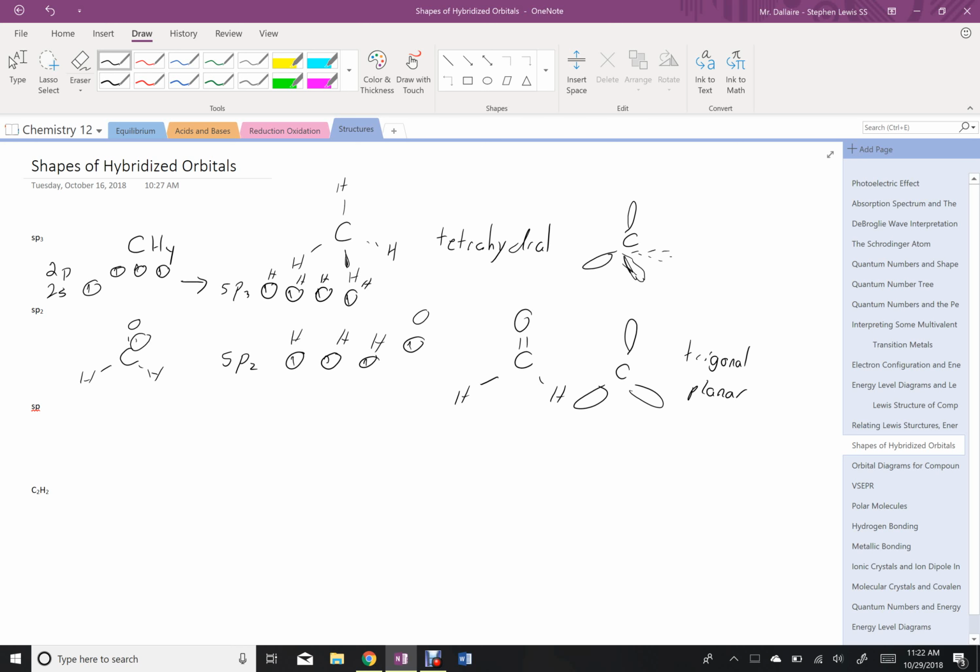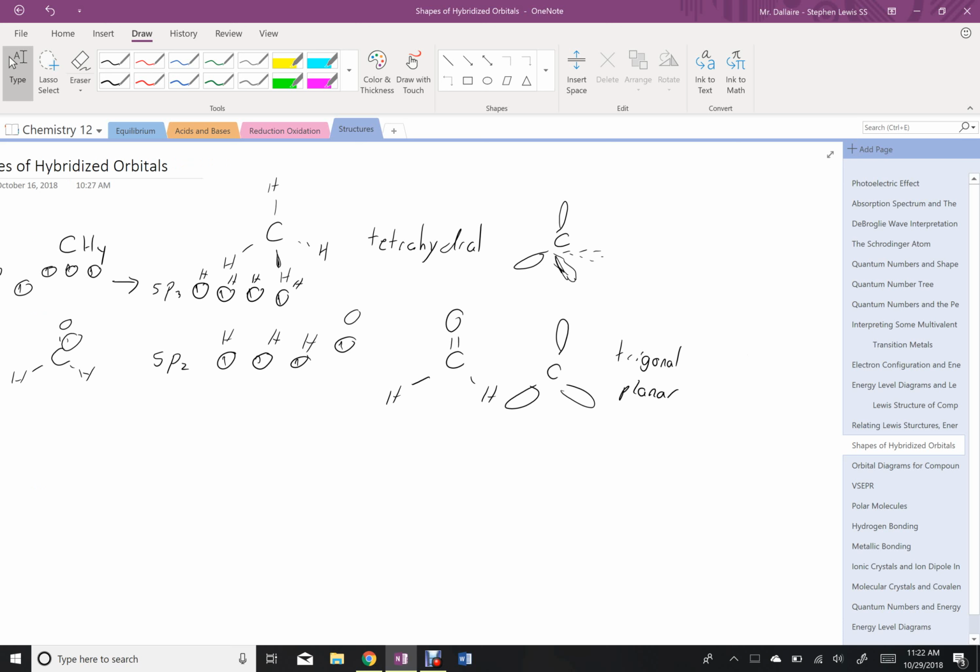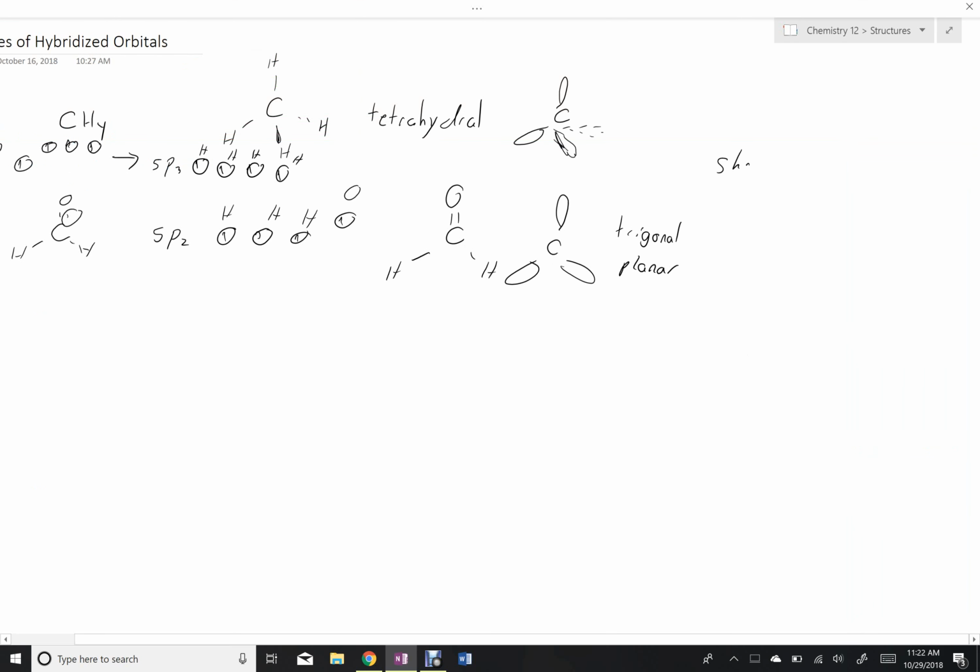Now, I don't know if you've noticed this yet, but these hybridizations are essentially the shape that's associated with keeping the sigma bonds as far apart as possible.